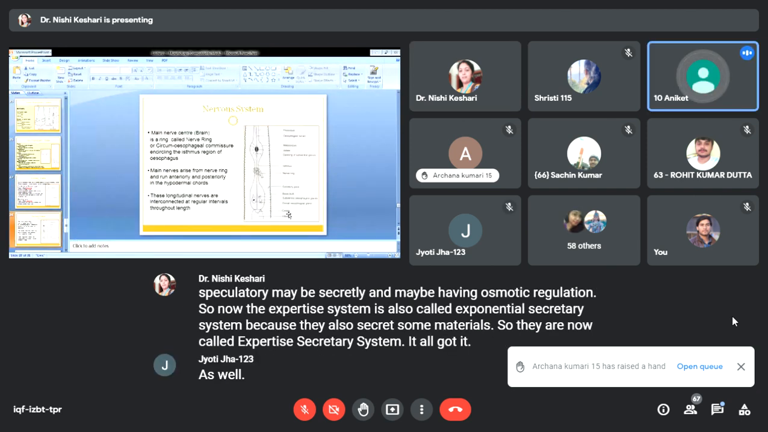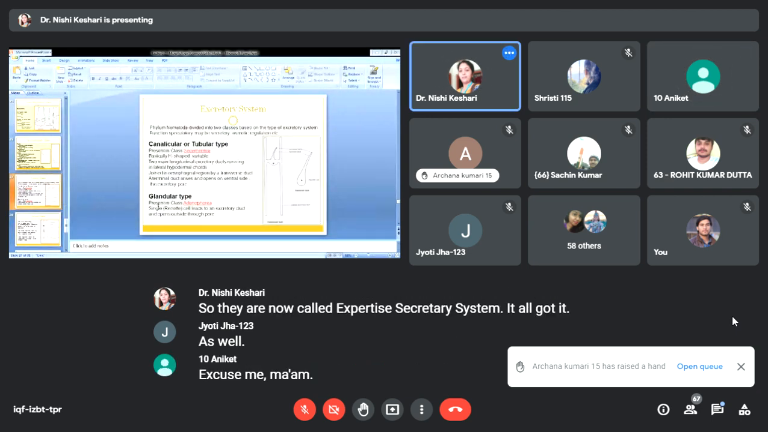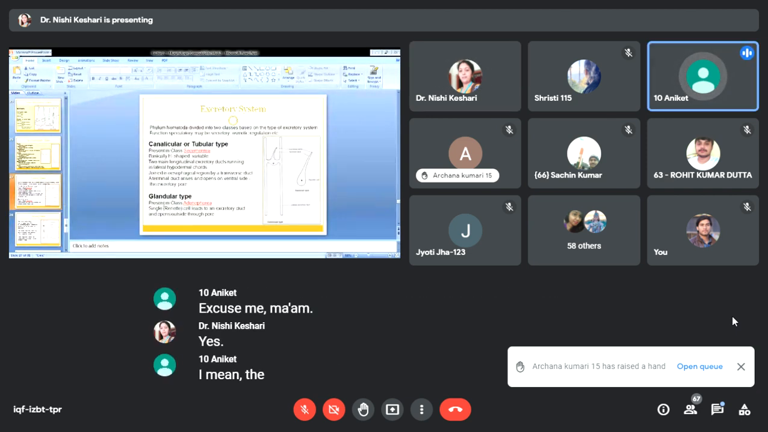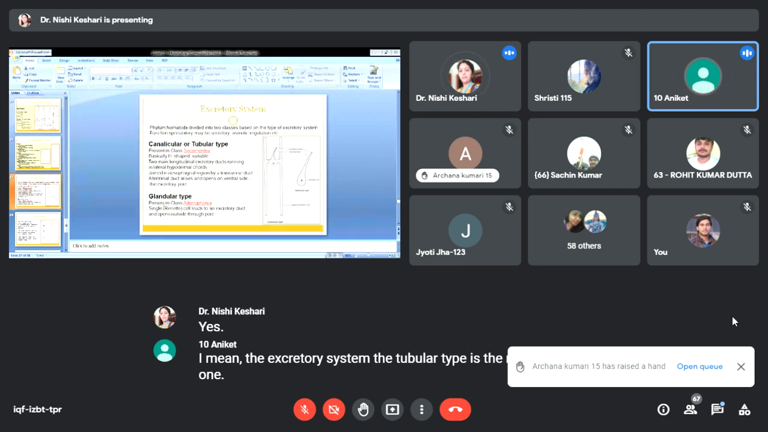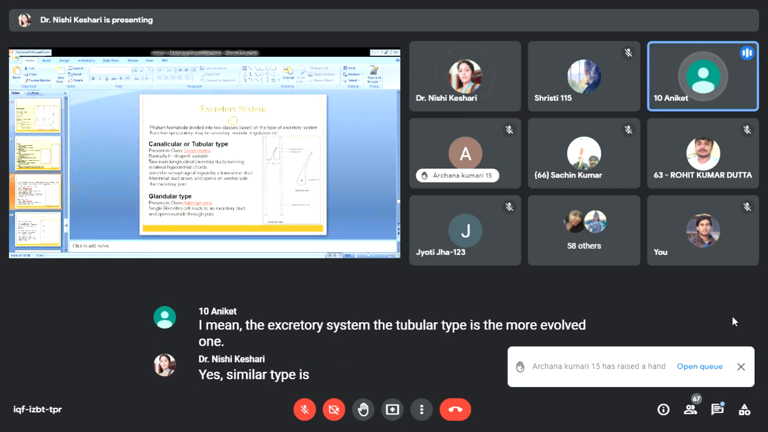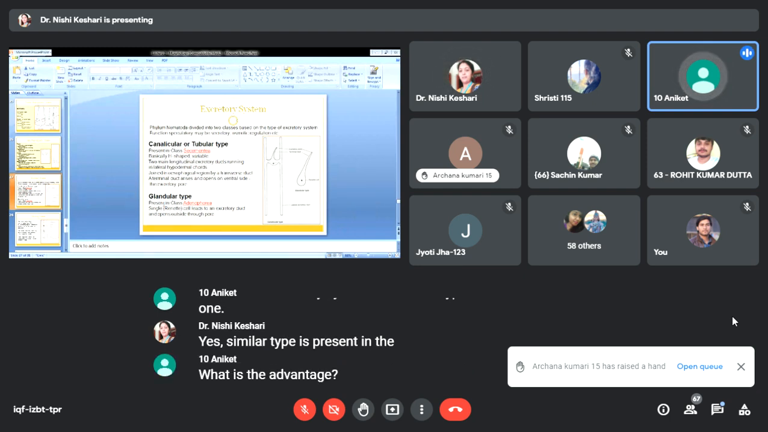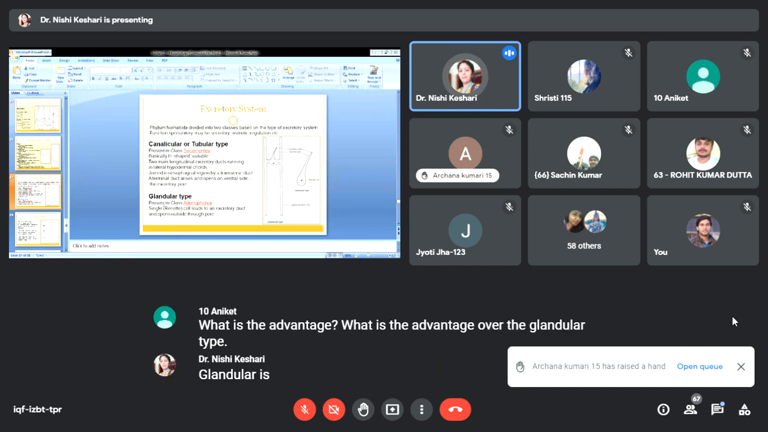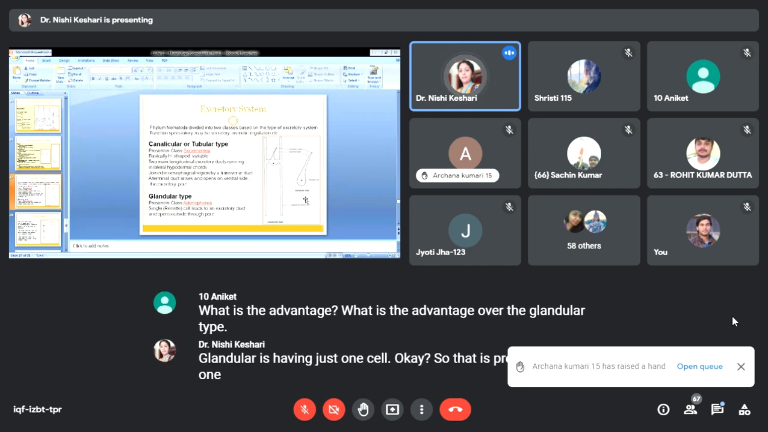Excuse me, ma'am. I mean, the excretory system, the tubular type is the more evolved one. Yes. What is the advantage over the glandular type? Glandular is having just one cell. Okay. So that is present only at one region. It is not present in the whole area of the body.